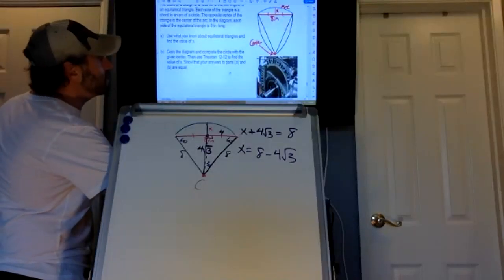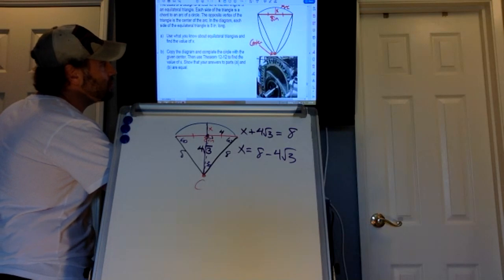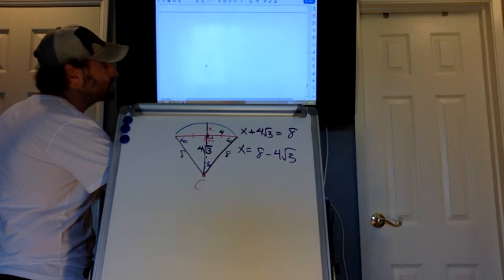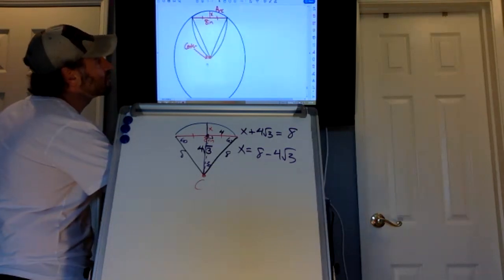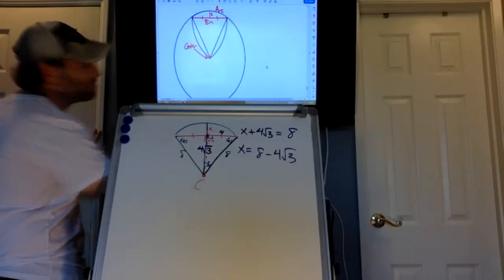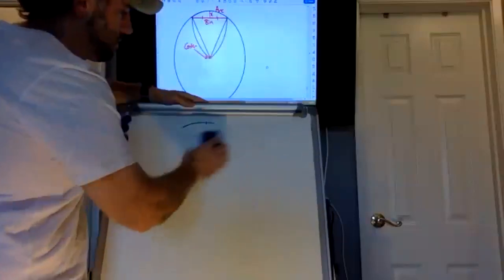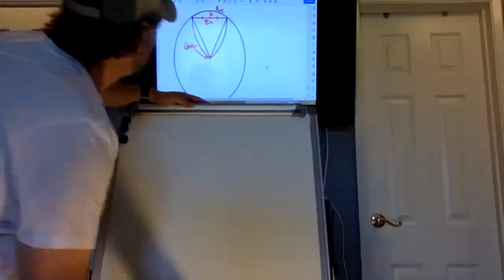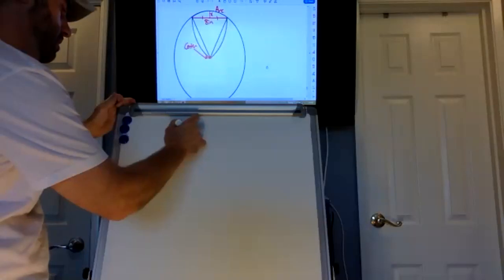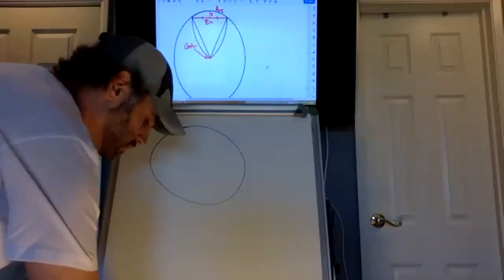I want you to copy the diagram and complete the circle with the given center. Then use Theorem 12.12 instead to find the value of x. Show that your answers to part A and B are equal. So it's going to look like this. Now imagine that circle. And you're trying to get 8 minus 4√3, is what you're trying to get.